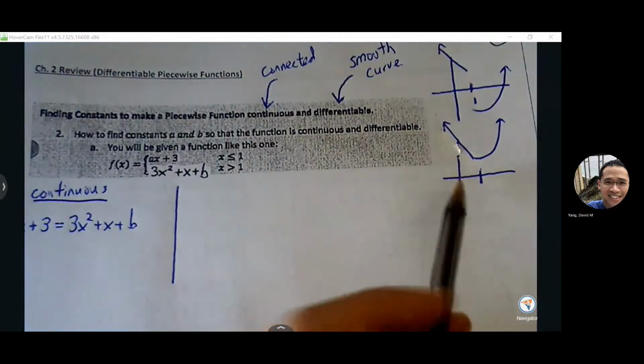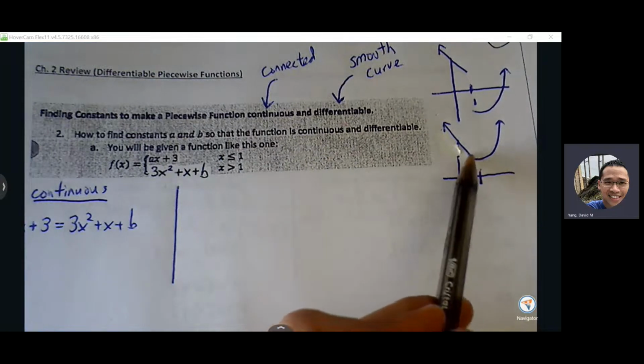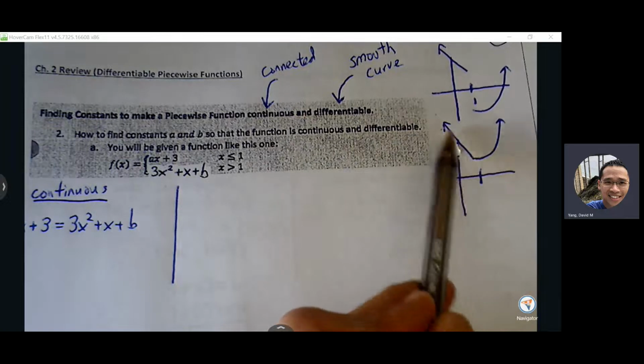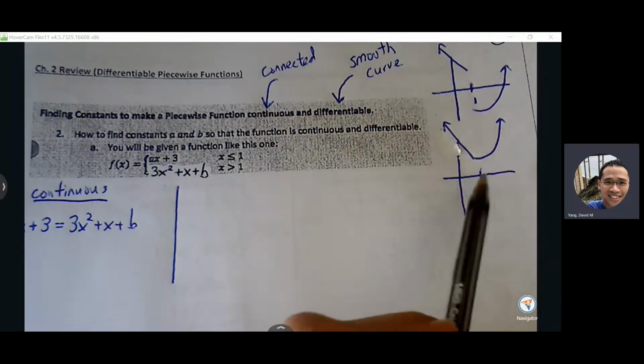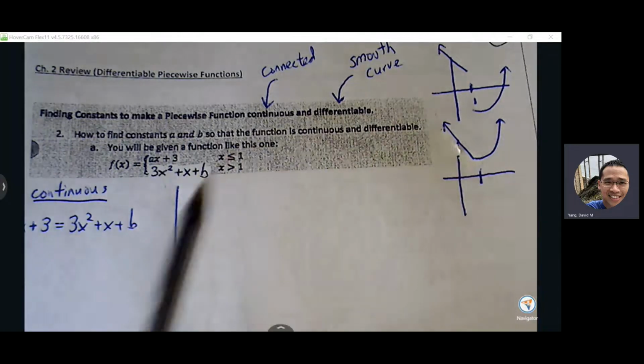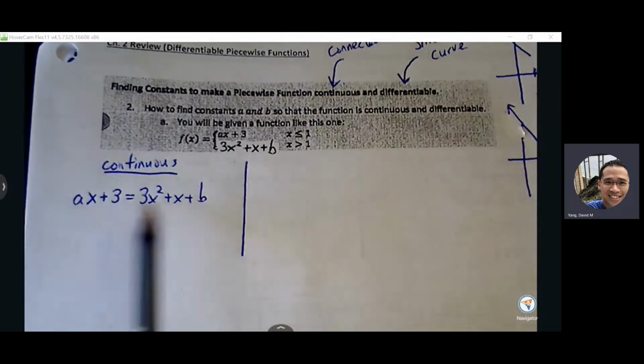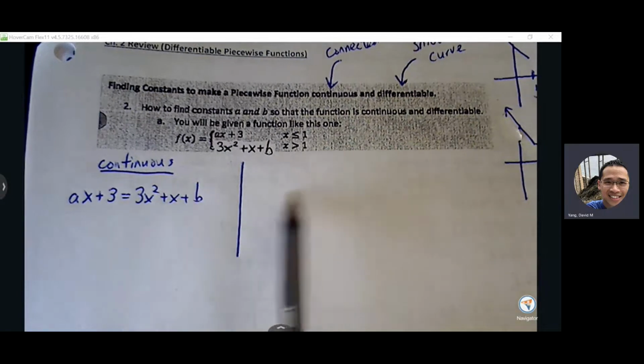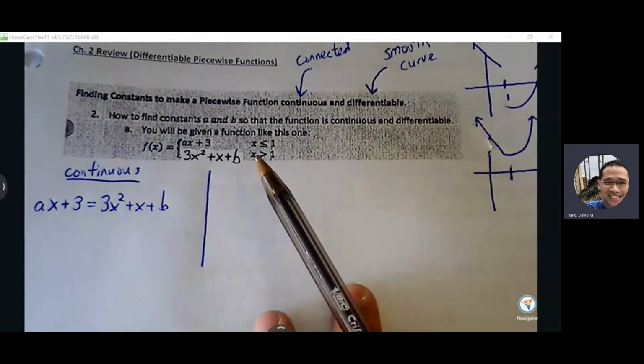So right now, this graph is not really smooth, right? Because I got a slope that's negative and it's all of a sudden turning into a different slope. So what needs to happen? Well, I need this point to not only share the same y value, but they must also share the same what? Slope. They must share the same slope.